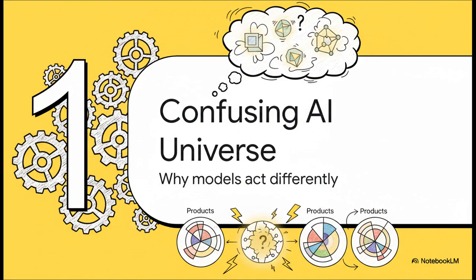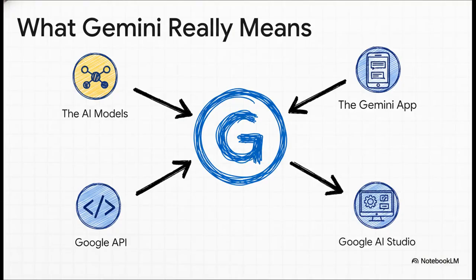So, first things first, let's tackle the mystery head-on. Why does an AI model that's supposed to be the same thing act so differently across Google's own products? It doesn't seem to make sense, but there is a logic to it. The confusion really starts with the name. Gemini isn't one thing. It's a brand name that's slapped on at least 3 different things. You've got the actual AI models themselves, the brains. Then you've got the Gemini app, the chatbot. And then there's the Gemini API for developers. Oh, and Google AI Studio, the developer sandbox.